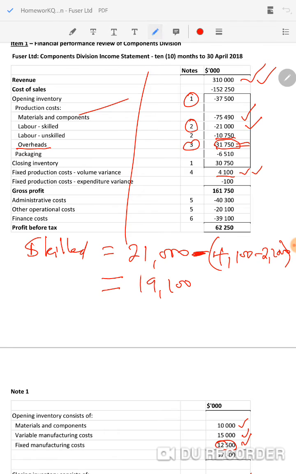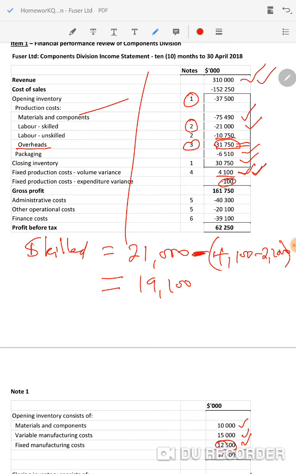So packaging, 6.51, straightforward variable. So they are going to go under our variable costs. Okay? Then we move on to the closing inventory. We dealt with this one. Fixed production costs, volume variance. So it means we have already dealt with this one. So it means under variable costing, we don't have volume variances. They are not part of our costing statement. Why? Because we have expensed the actual budgeted cost. But we then have this expenditure variance.